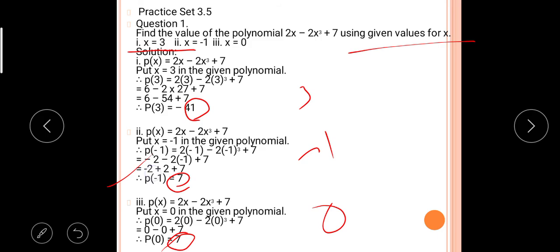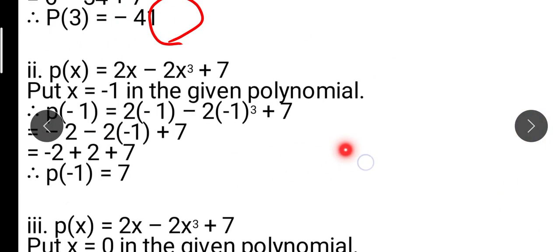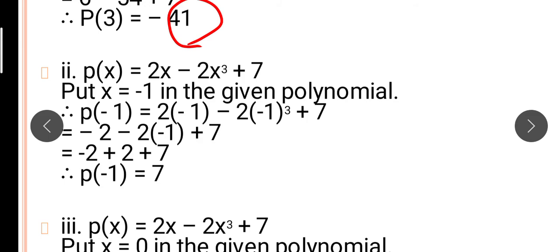So when you substitute p of minus 1, you will get 2 into minus 1 minus 2 into minus 1 cube plus 7. So 2 into minus 1 is minus 2, minus 1 cube is minus 1, plus 7. So minus 2 plus 7, so p of minus 1 is equal to 5.